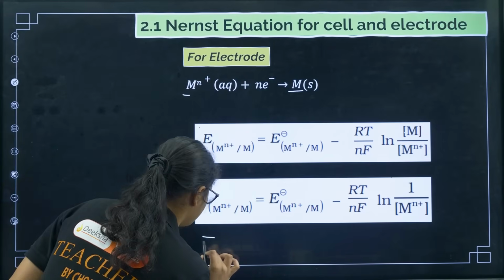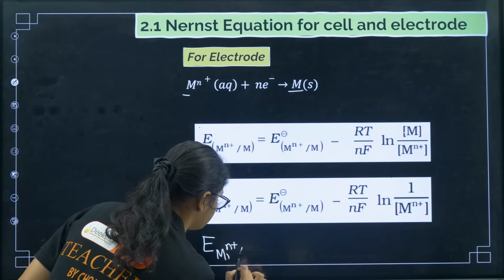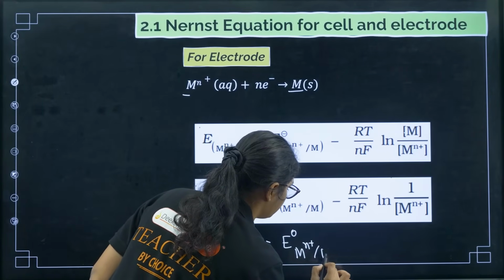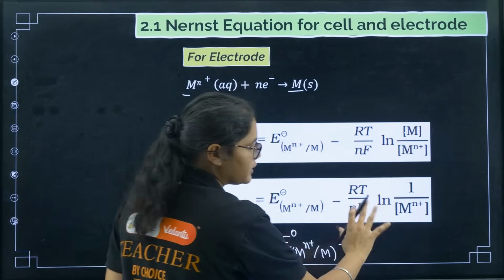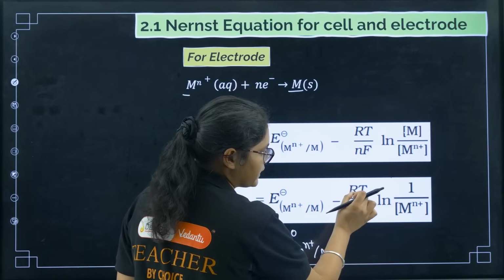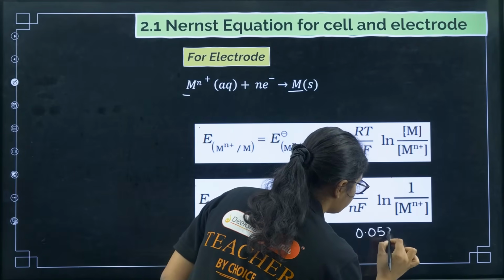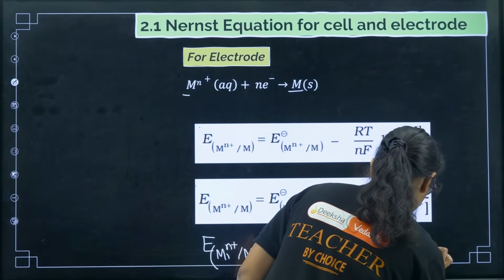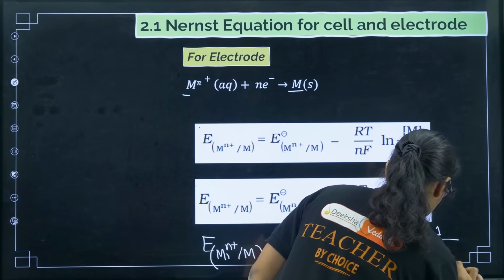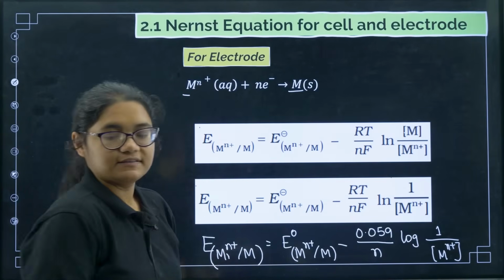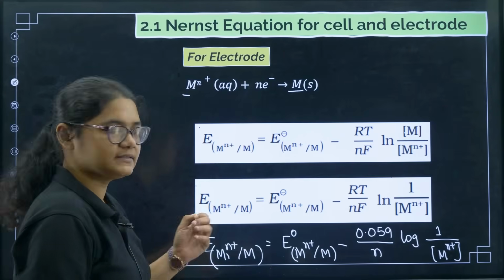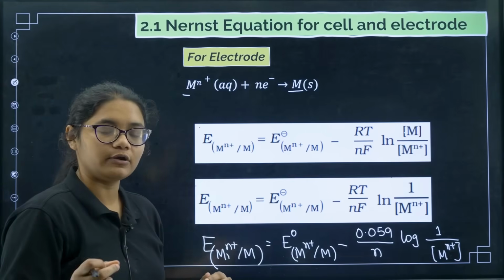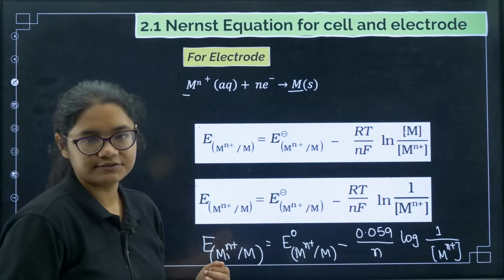Now if I want to further modify it, E of Mn+/M is equal to E naught of Mn+/M minus this one. If I convert 2.303 to log and substitute all the values, I'll get 0.059 by n log of 1 by [Mn+]. Okay, so this is clear. So in this way we can find the electrode potential of an electrode in non-standard conditions.